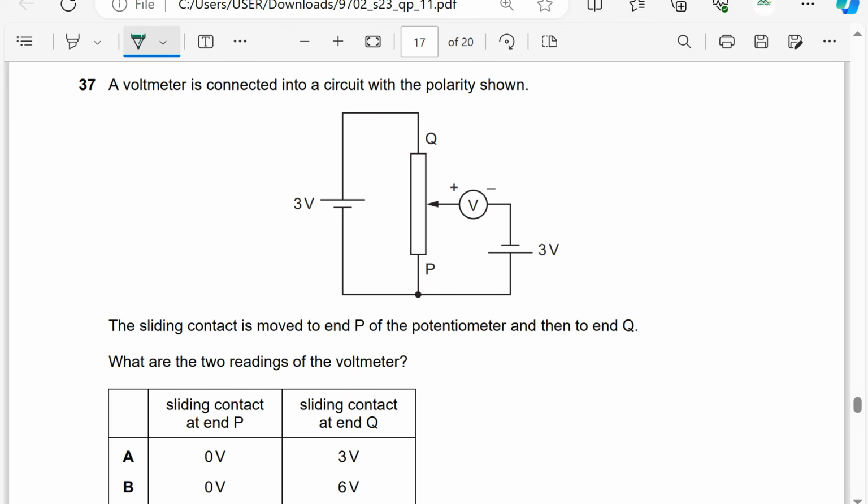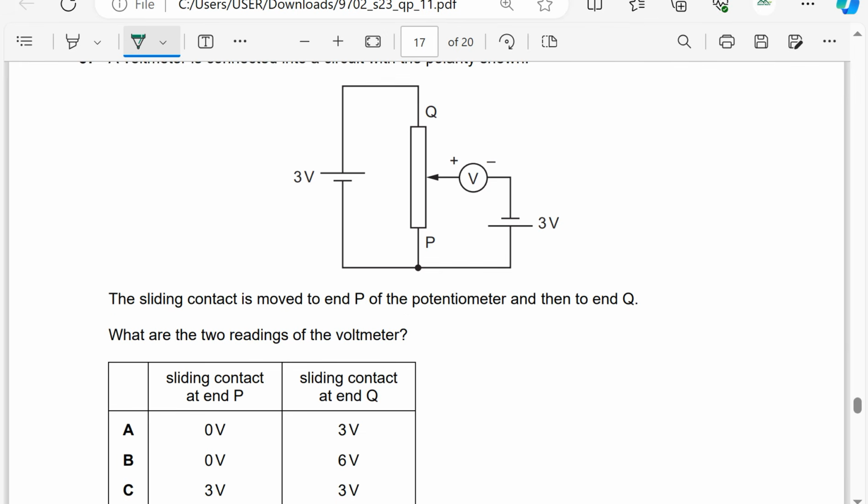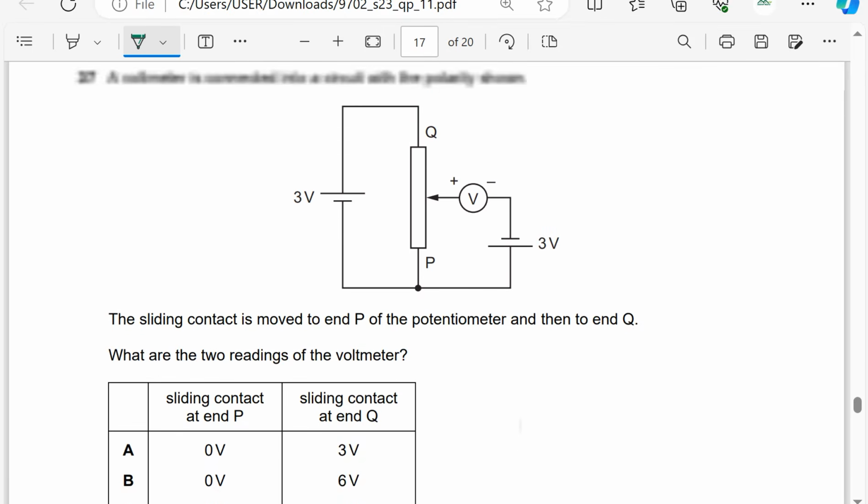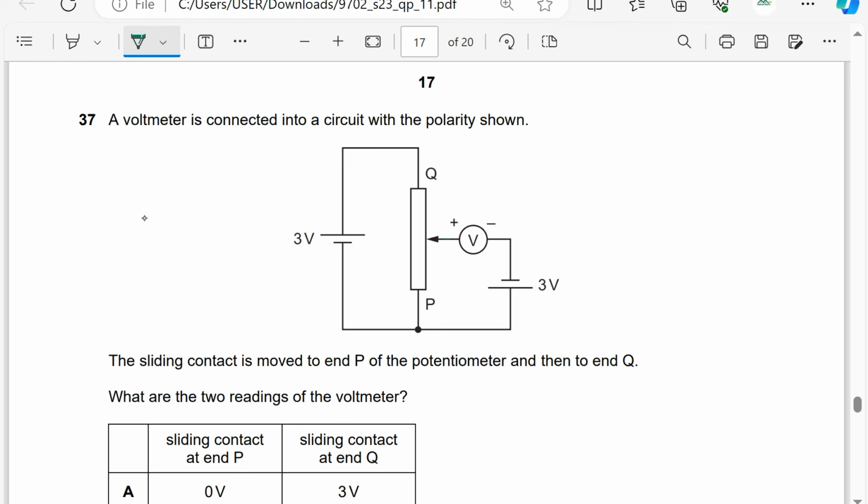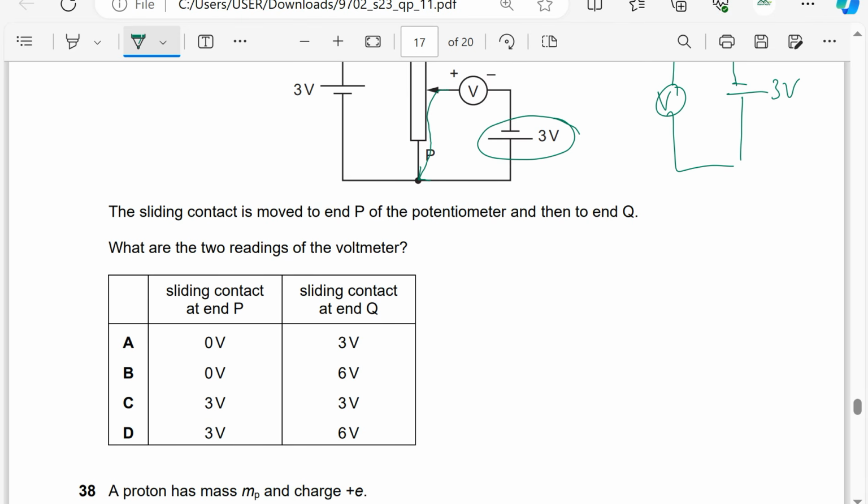The voltmeter is connected into a circuit with the polarity shown. The sliding contact is moved to end P of the potentiometer and then to end Q. What are the two readings of the voltmeter? When I bring the voltmeter at point P, it will only give me a voltage. It will be something like this. Automatically it will read 3 volts. When I bring it at end P, it will just read 3 volts. So at P, it must read 3 volts.